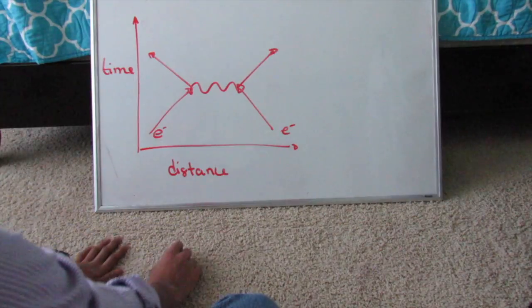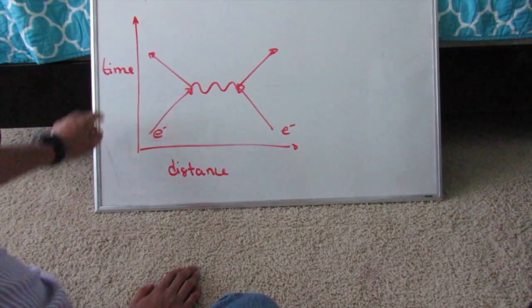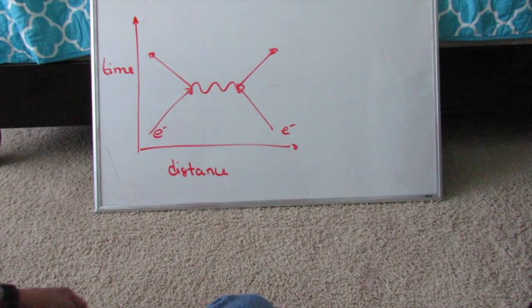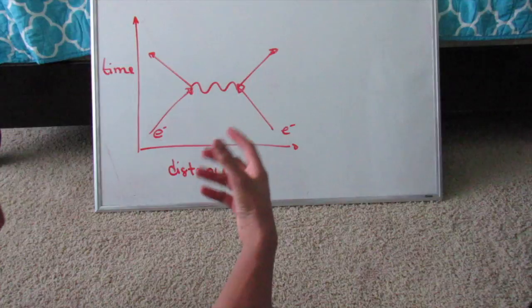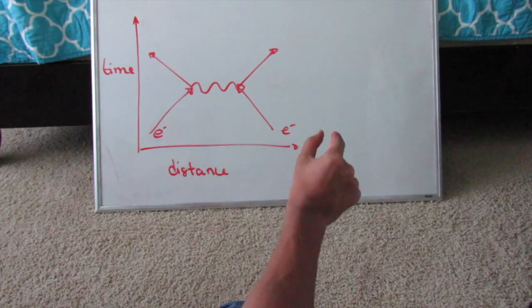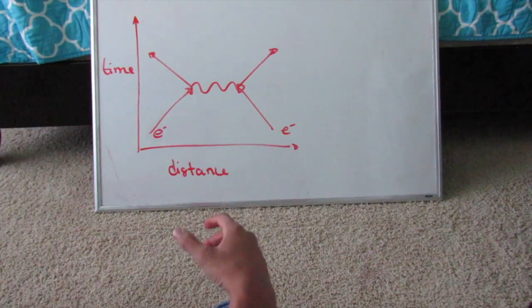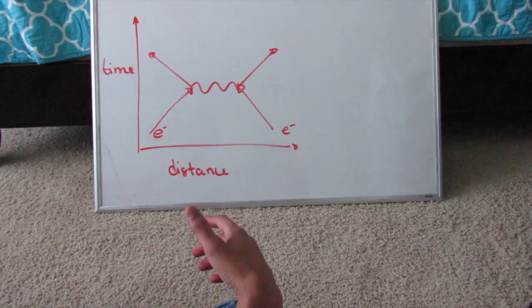Notice that since we're talking about interactions, distance is on our x-axis and time is on our y-axis, giving our paths diagonal appearances. Think about it a little more though. How do the magnets know to repel each other? It's because there's an exchange of information or of energy.